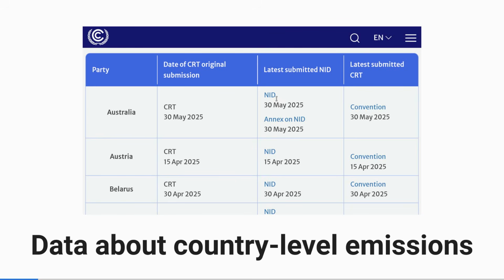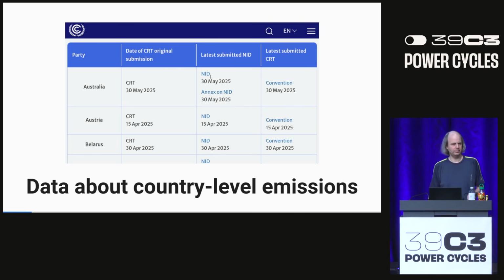If you go to their webpage and find the right subpage, which is not that easy, you can get downloads of reports from countries to the UN about the emissions from these countries. So this is data about country-level emissions. It's not about a single power plant, but it's something like: this industry in Germany emits that much CO2 or also other gases.